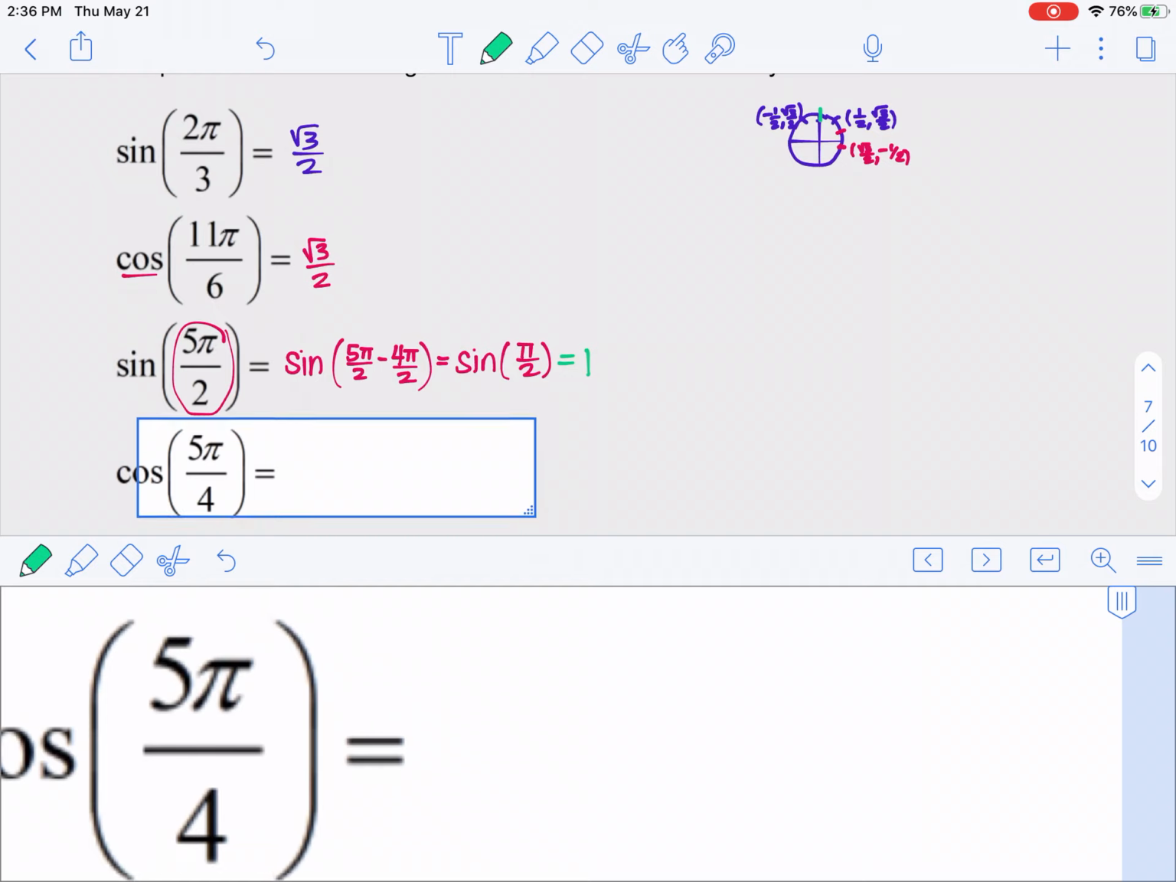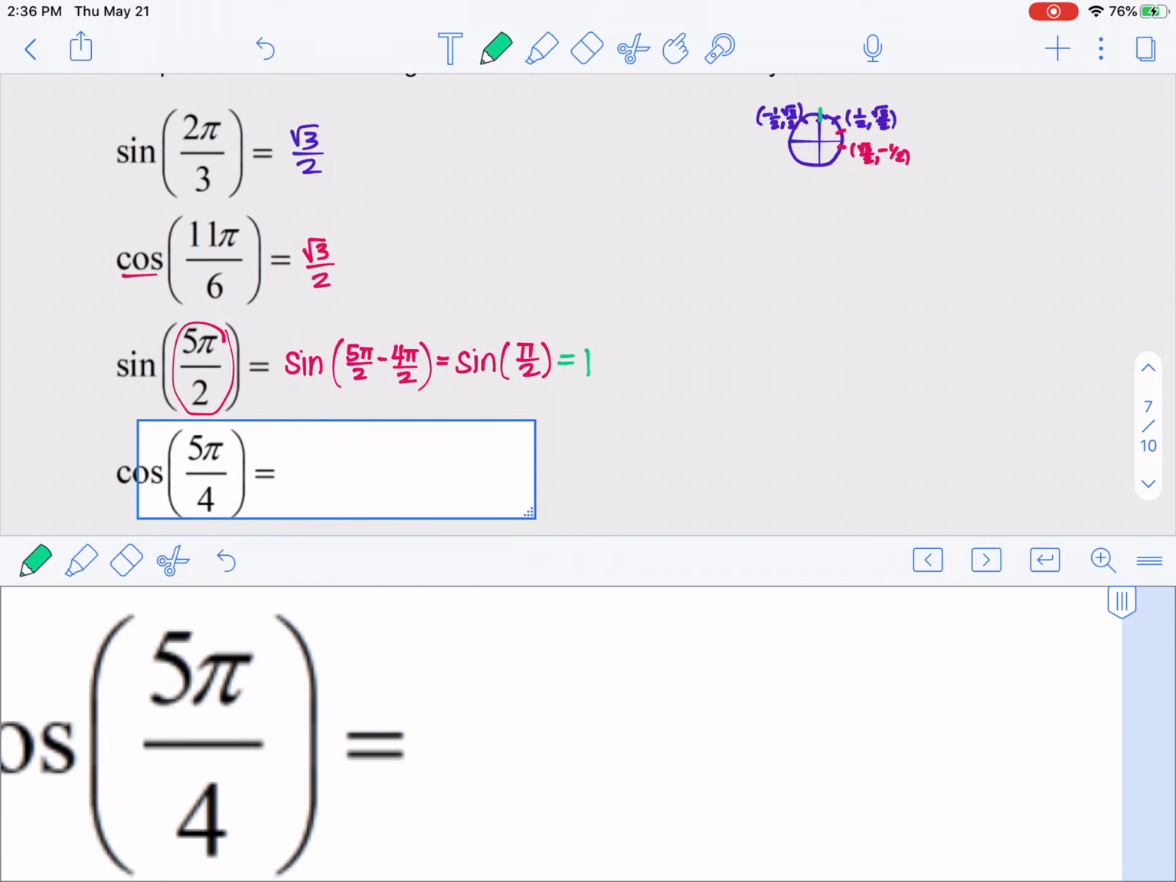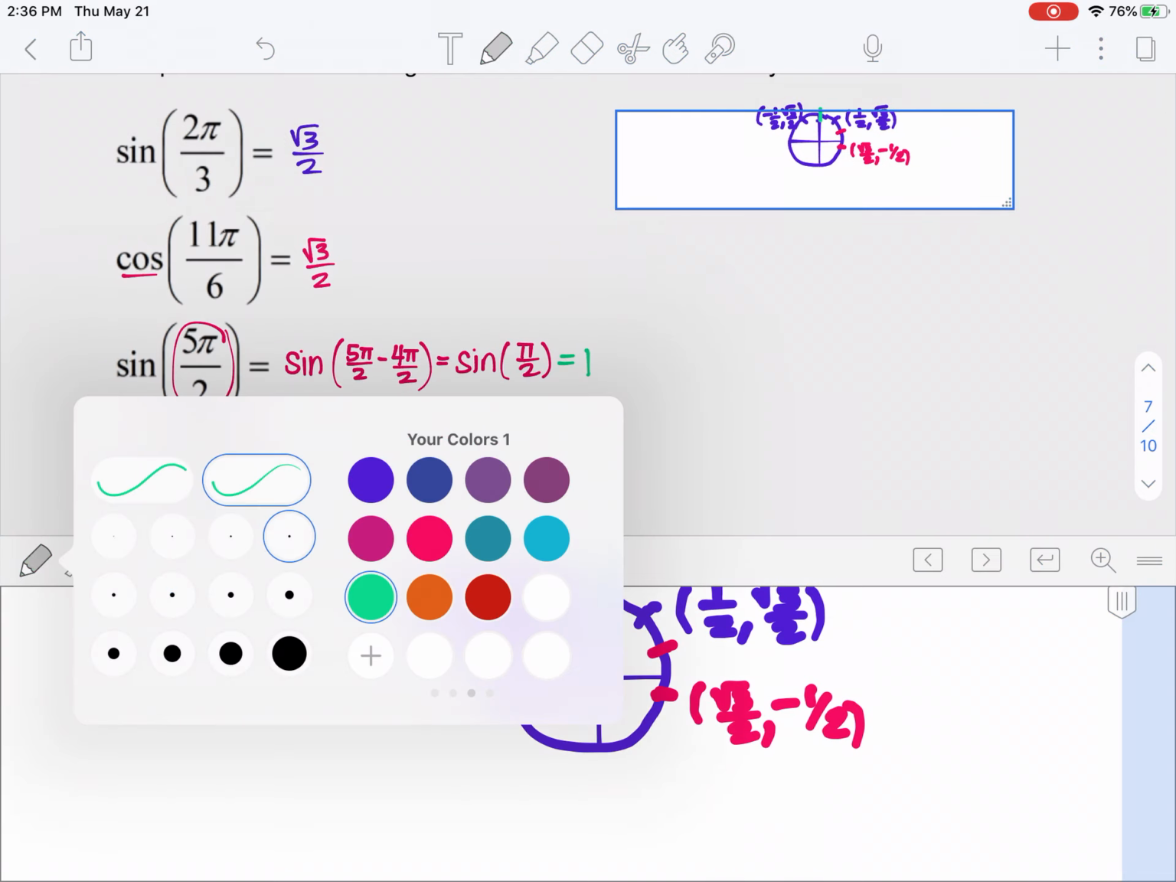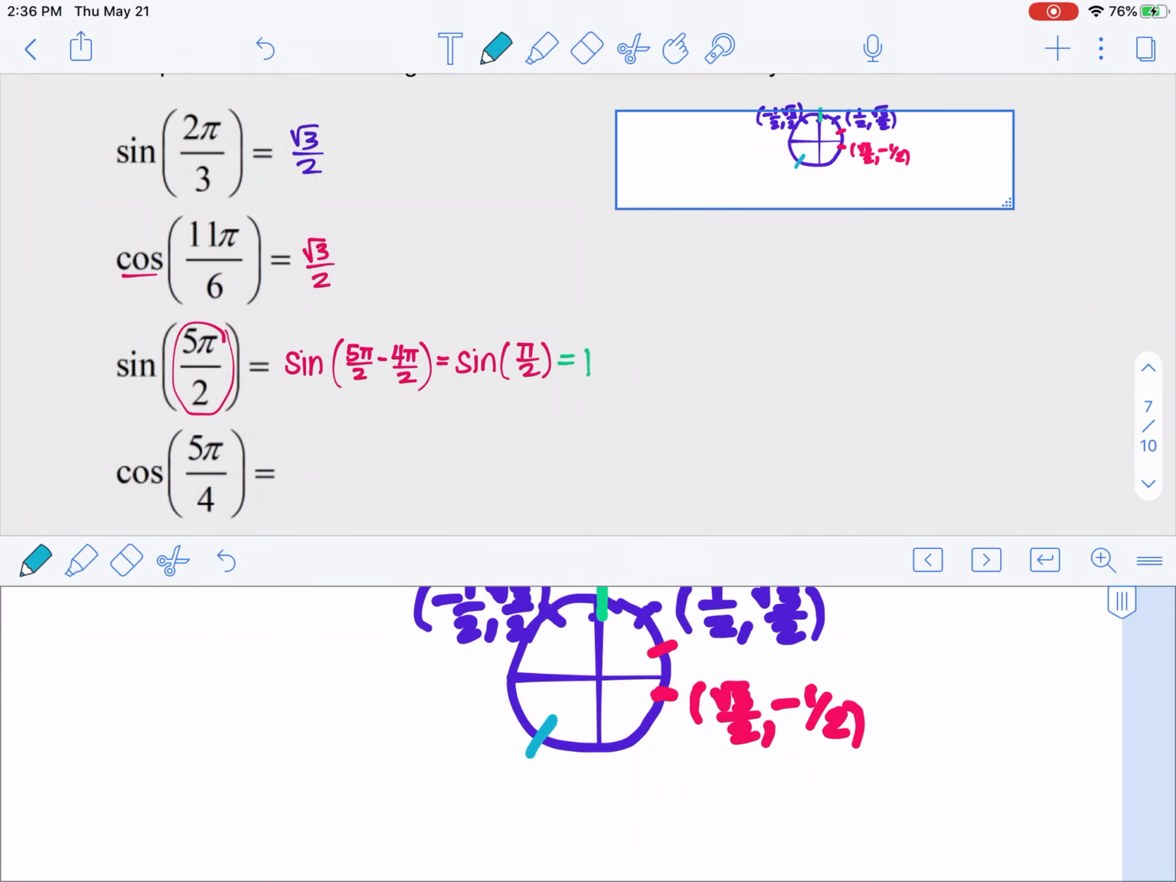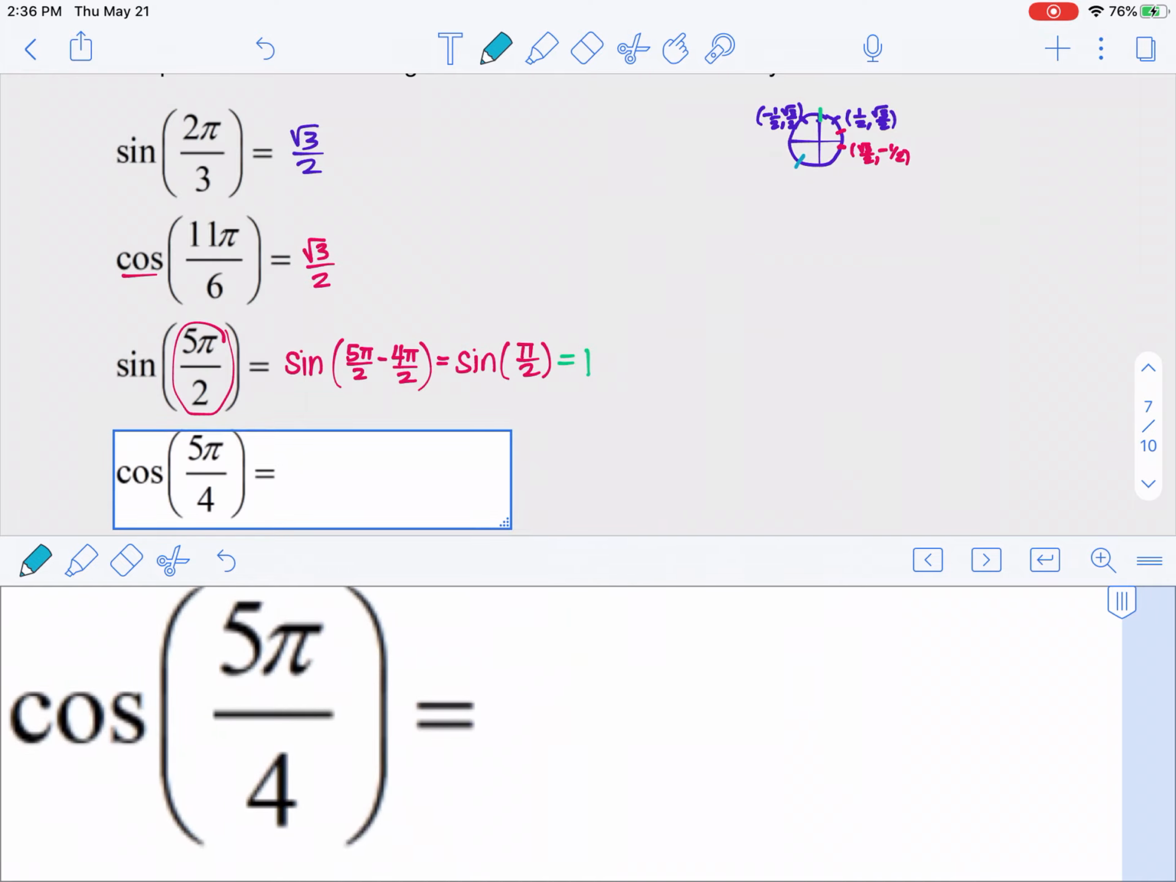Okay. Cosine of 5 pi over 4, okay? That's a little bit over pi, right? Just a quarter past pi. And so let's see, I can do this one right here. I know all the over 4s are great because the x and y coordinates are exactly the same. I just need to be careful of the signs. In that third quadrant, they're both negative, and so the x value there would be negative root 2 over 2.